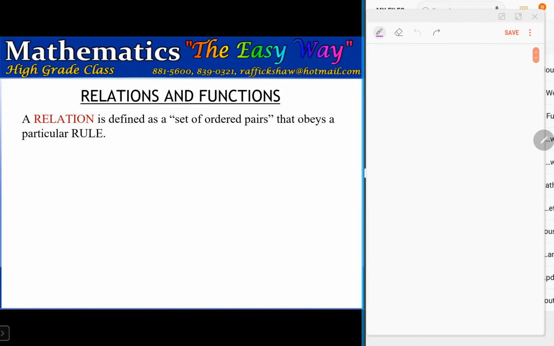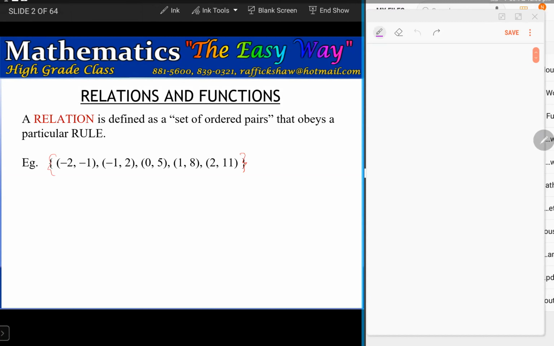So what's a relation? A relation is defined as a set of ordered pairs that obey a particular rule. The pairs basically obey the same rule, or they are related in the same way. So in this example, that is a set. We know it's a set because we can see the curly brackets here. That's how you normally represent a set.